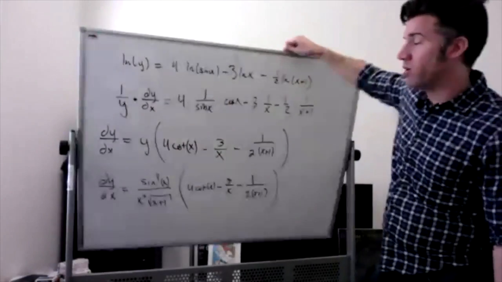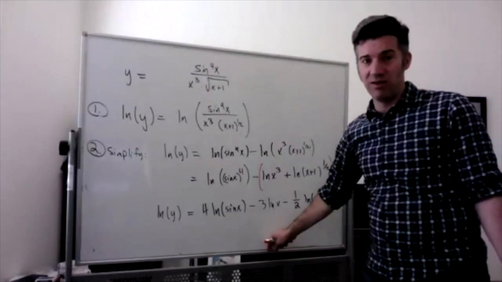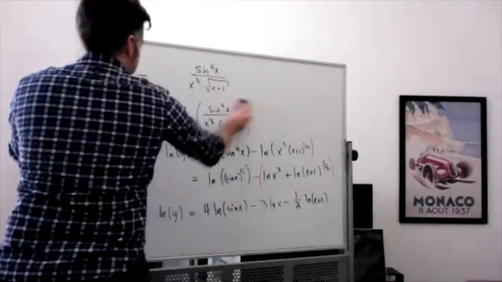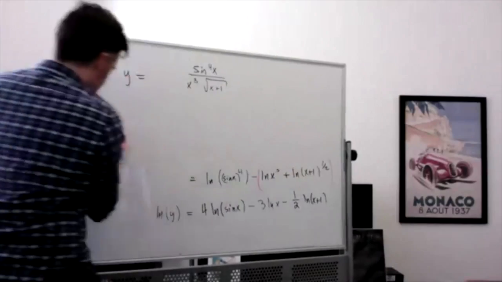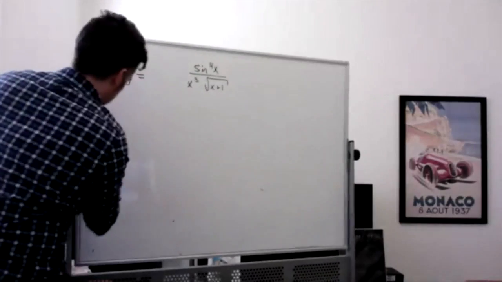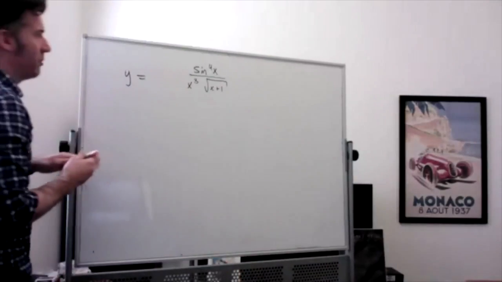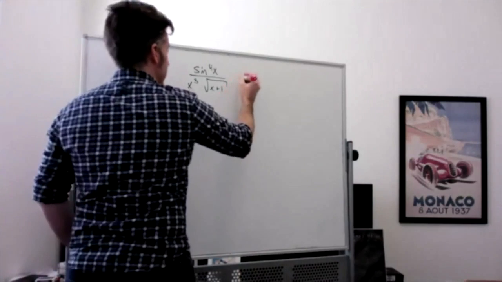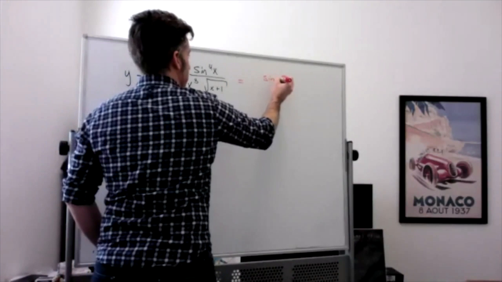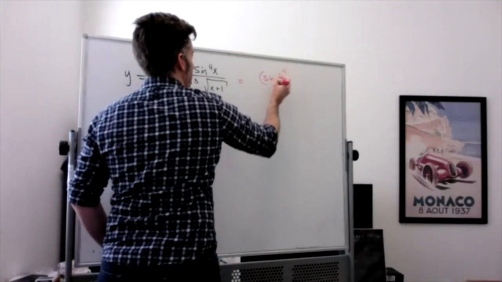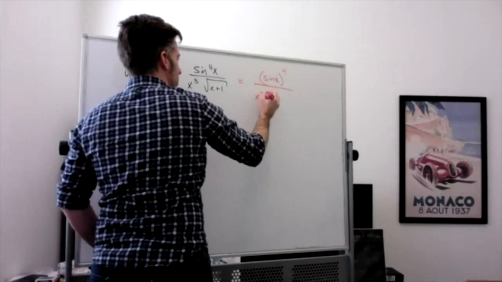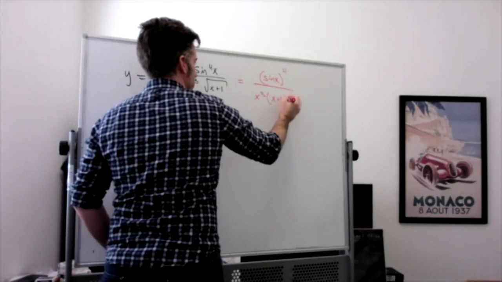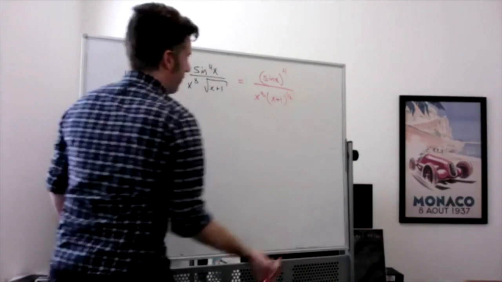But let me show you. We could also have done this one the regular way, meaning we could just take the derivative here. We can say, all right, I'm going to use the quotient and the product and the chain rule. So I'm going to rewrite this just for a second as sine of x to the fourth over x cubed times x plus 1 to the 1/2.